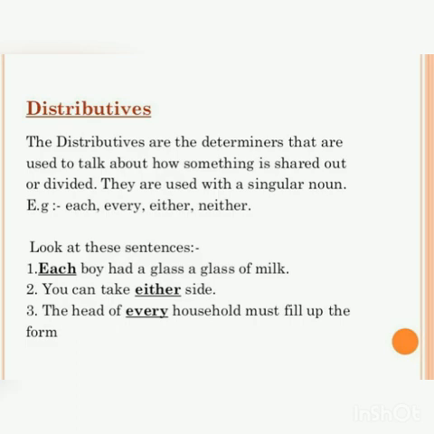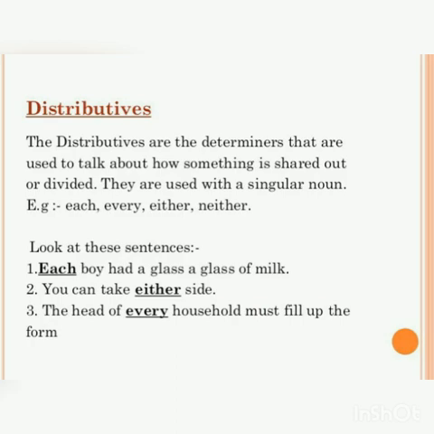Now coming to our last kind of determiners, which is distributive. The distributives are the determiners that are used to talk about how something is shared out or divided. They are used with a singular noun. For example, each, every, either, neither. जैसा कि इस वर्ड डिस्ट्रीब्यूटिव मतलब ऐसे वर्ड जिससे हमें पता चलता है कि कोई चीज़ कैसे डिस्ट्रीब्यूट हो रही है.